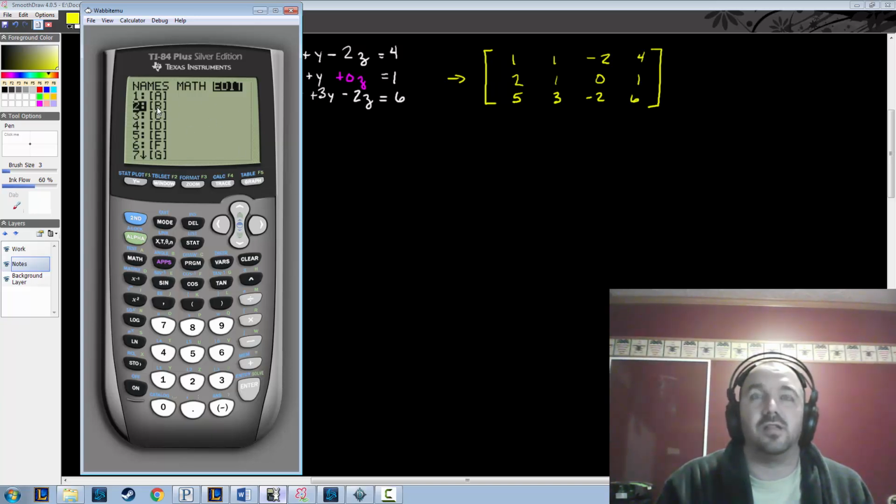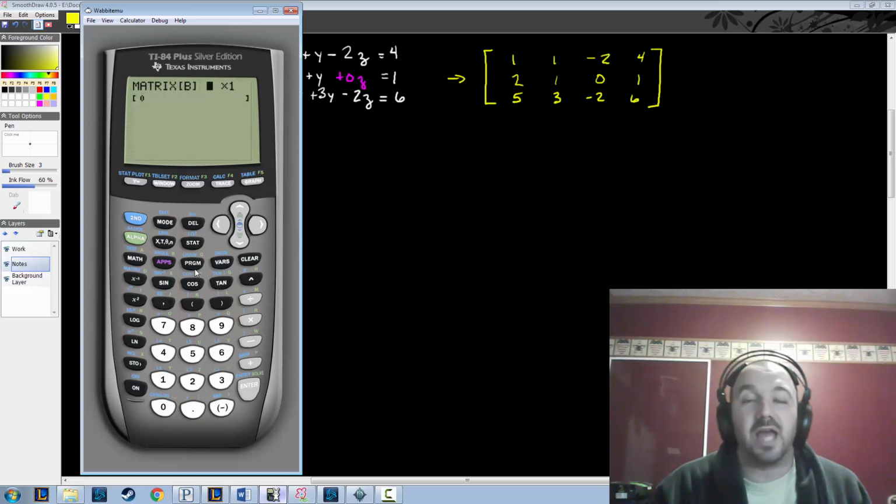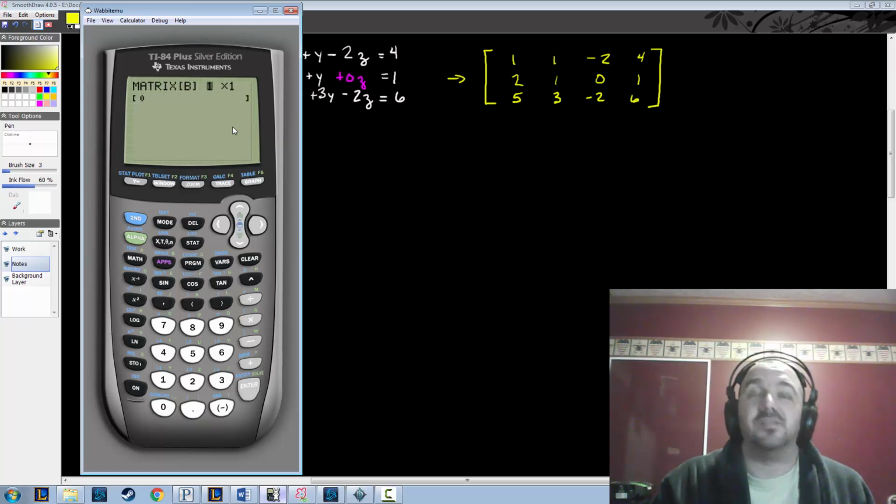So I'm going to choose letter B, matrix B, press enter. That will enter the edit mode. Now the size of the matrix, number of rows by number of columns. Number of rows is 3, for 3 equations. Number of columns is 4, 3 variables and an augment. That's what that answer column at the end is called, an augment.